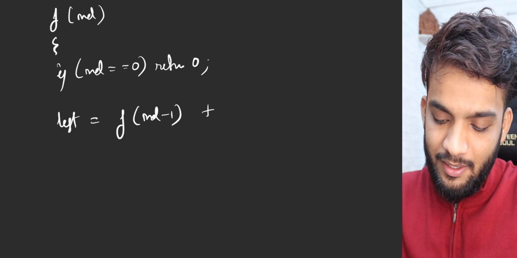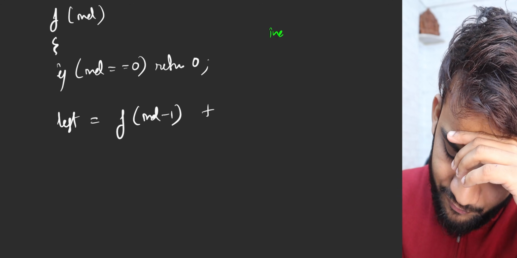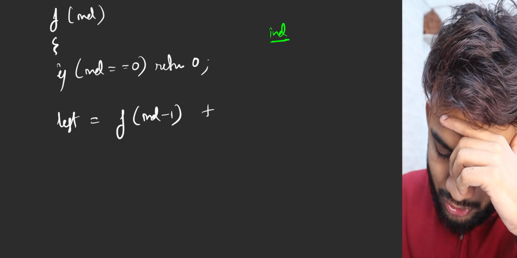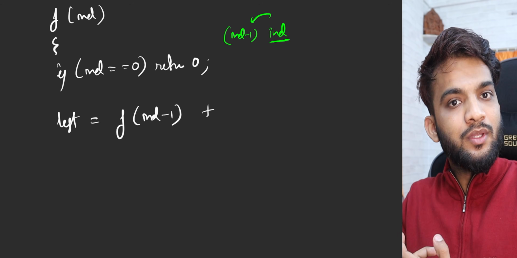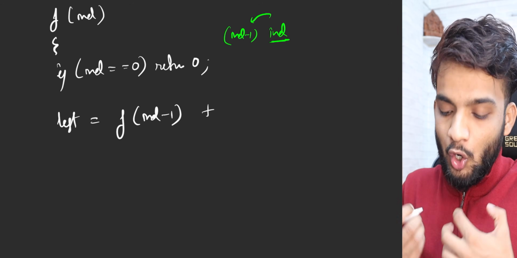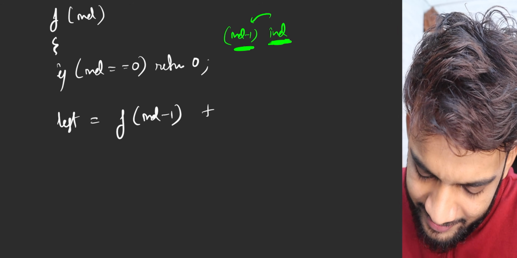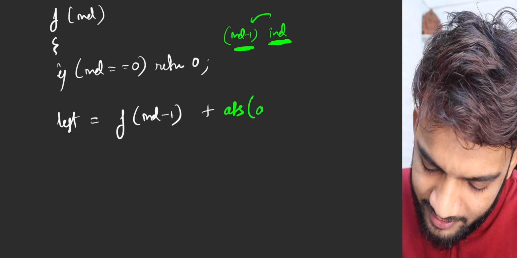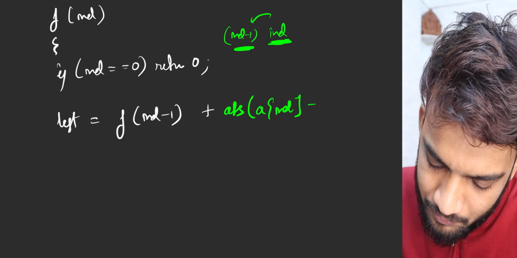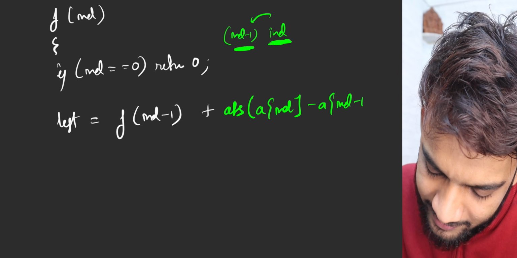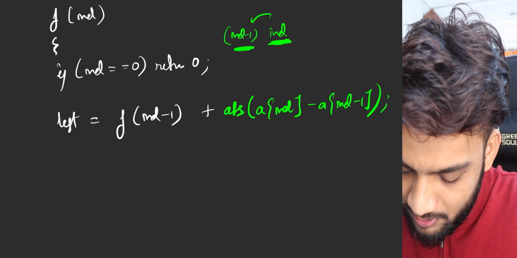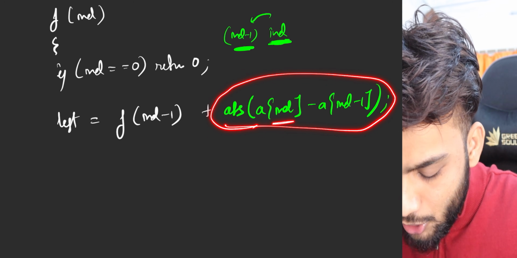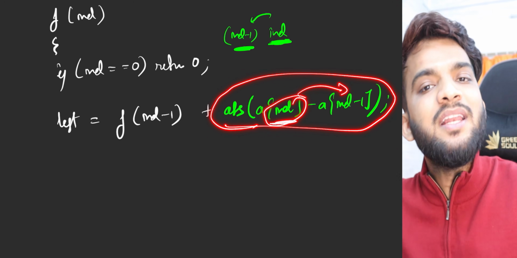But if I'm jumping, yes, the question arises: if I'm jumping from an index to index minus 1, what is the energy that is being consumed? I know in order to jump from index to index minus 1, the energy consumed is array of index minus array of index minus 1. That is what the energy is consumed. Can I say this is what the energy will be consumed to jump from index to index minus 1?